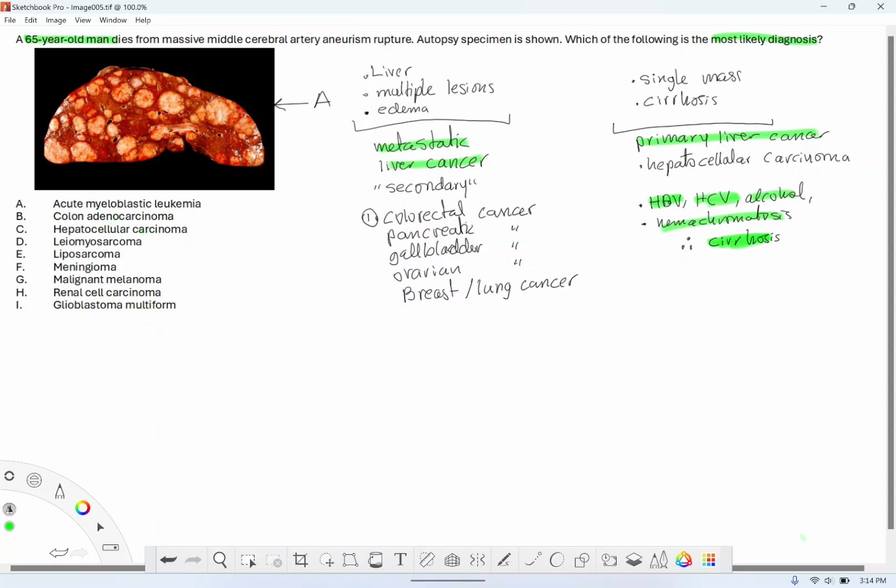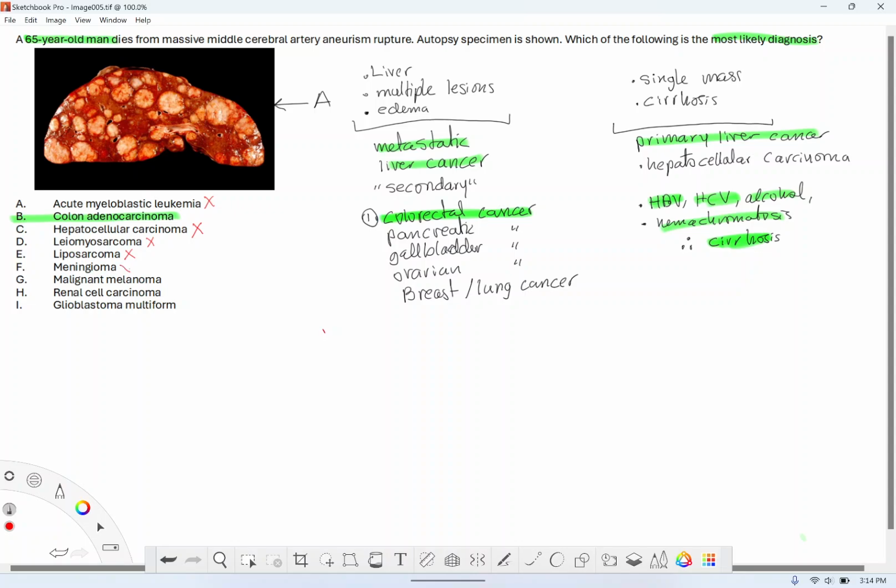Colon adenocarcinoma, we said this was a really important cause, so we'll keep this one because that's the GI. Hepatocellular carcinoma is primary, so that cannot be the answer. So hepatocellular carcinoma is primary liver cancer. Leukemia is much less likely compared to colon adenocarcinoma. Leiomyosarcoma is cancer of the smooth muscle, uterus, and so forth. Unlikely. Liposarcoma is cancer of fat cells. Unlikely. It doesn't really travel much.